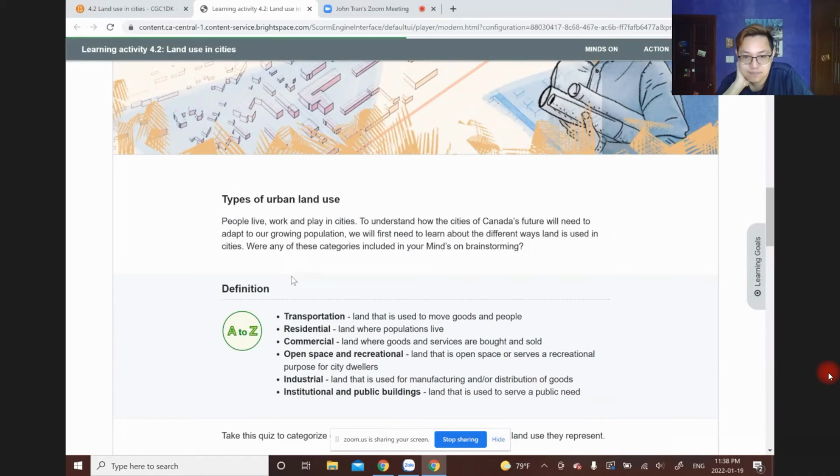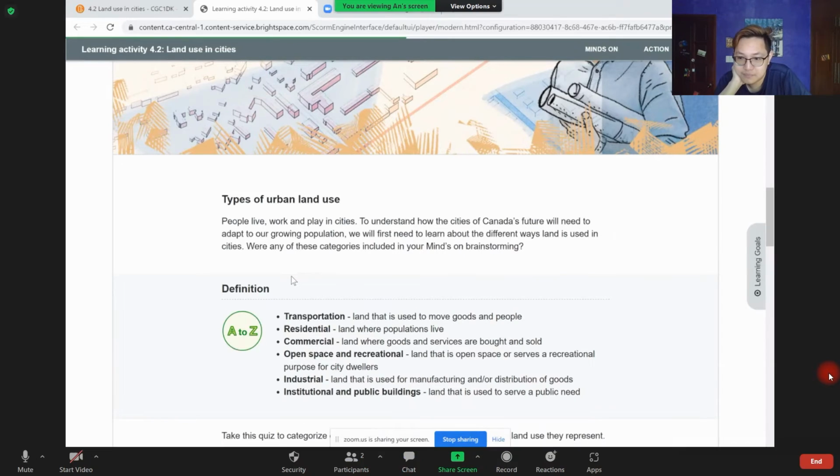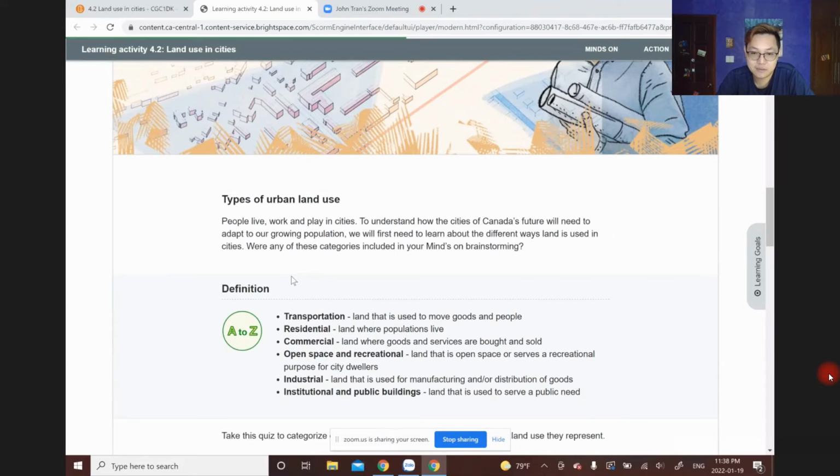Transportation, land that is used to move goods and people. Residential, that's where people live. Commercial, land where goods and services are bought and sold. So commercial use means they build shopping centers there so people can go there and shop.